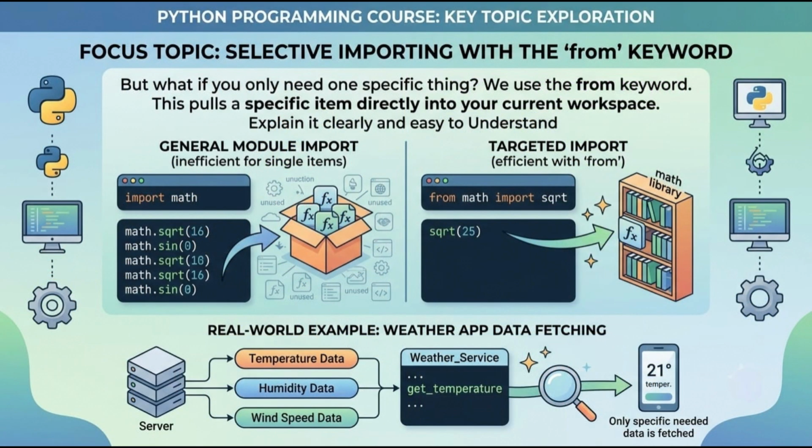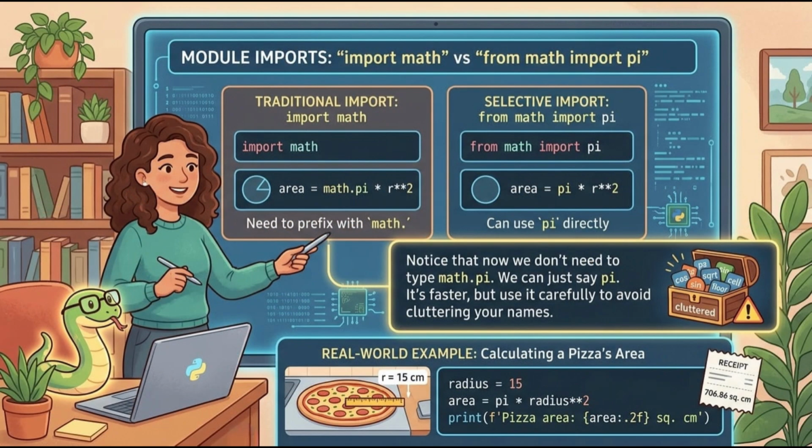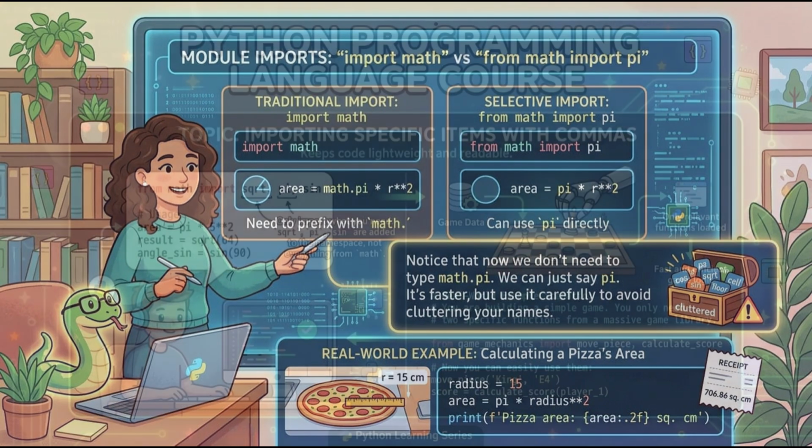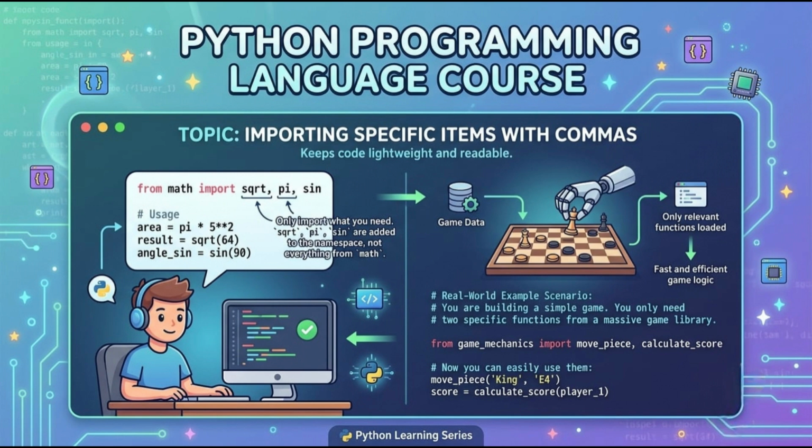But what if you only need one specific thing? We use the from keyword. This pulls a specific item directly into your current workspace. Notice that now we don't need to type math.pi. We can just say pi. It's faster, but use it carefully to avoid cluttering your names. You can import multiple specific items by separating them with commas. This keeps your code lightweight and readable.